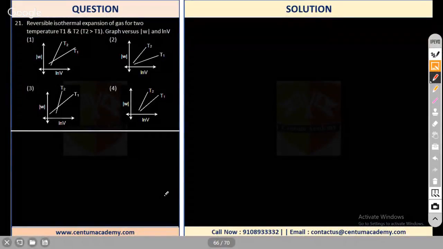So here we are going to discuss the questions of JEE Main 2019. This question was asked in the first shift of 9th January. In this session, we are going to discuss 5 questions from question number 21 to 25.